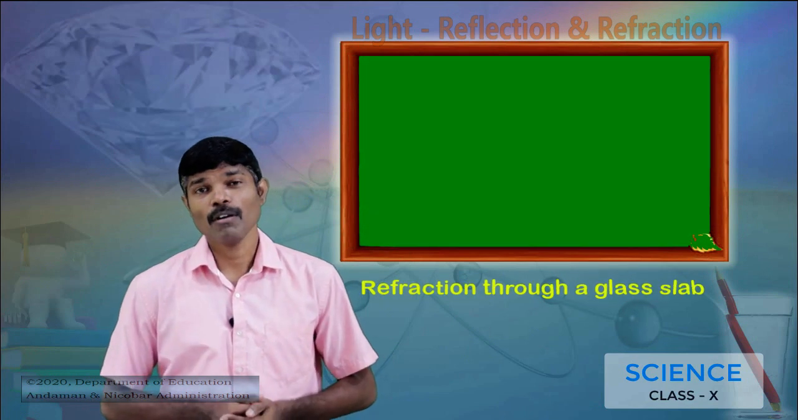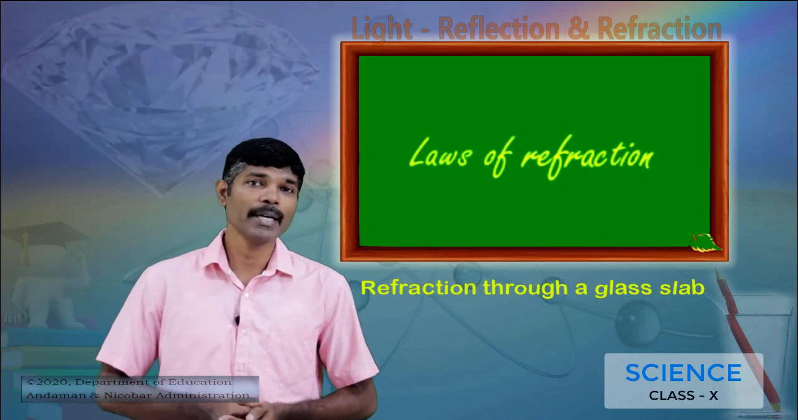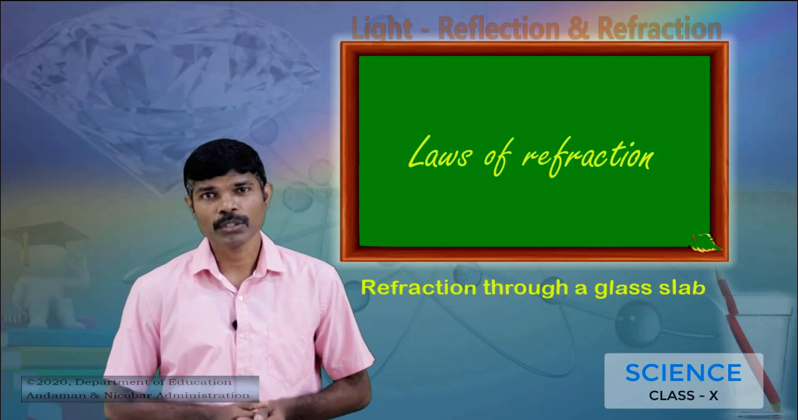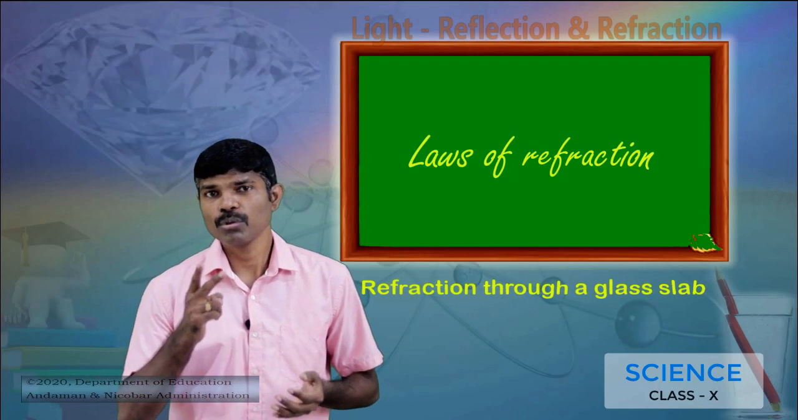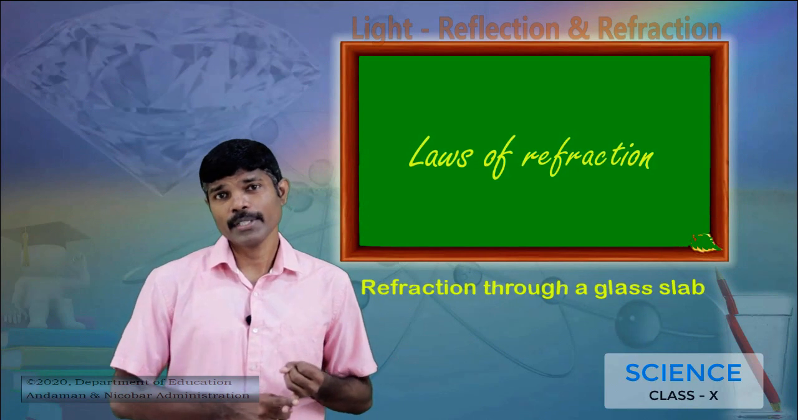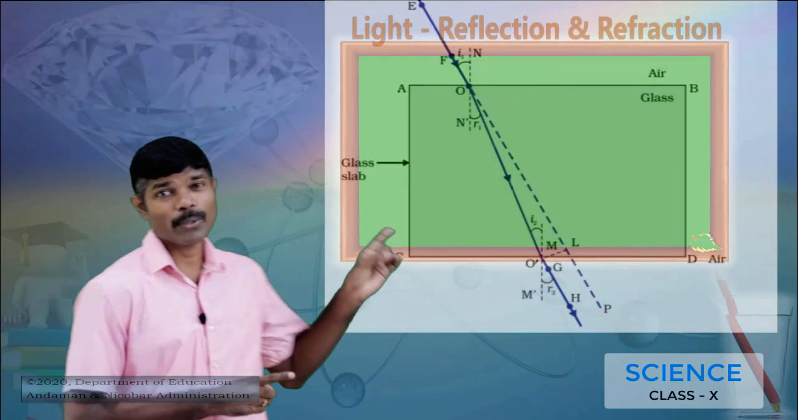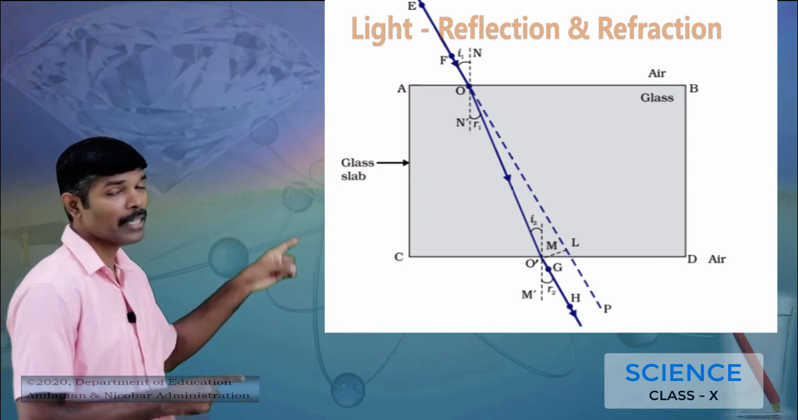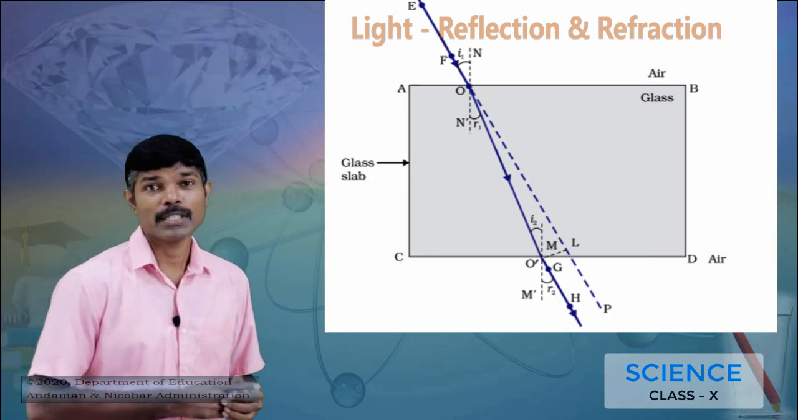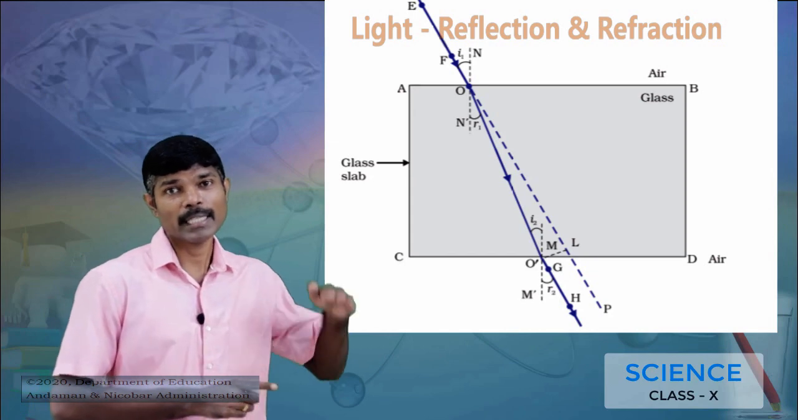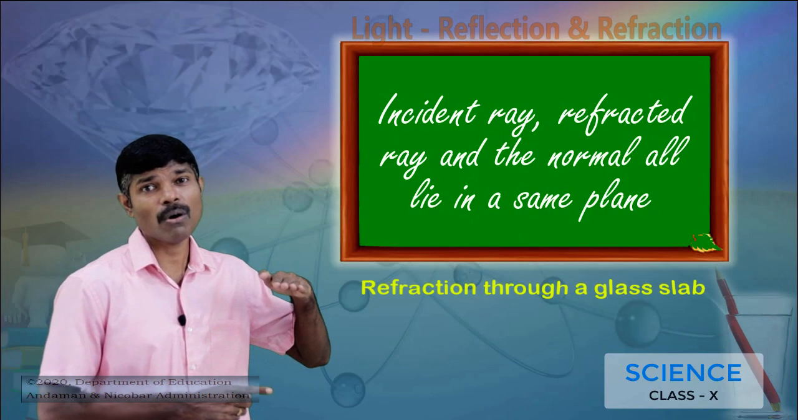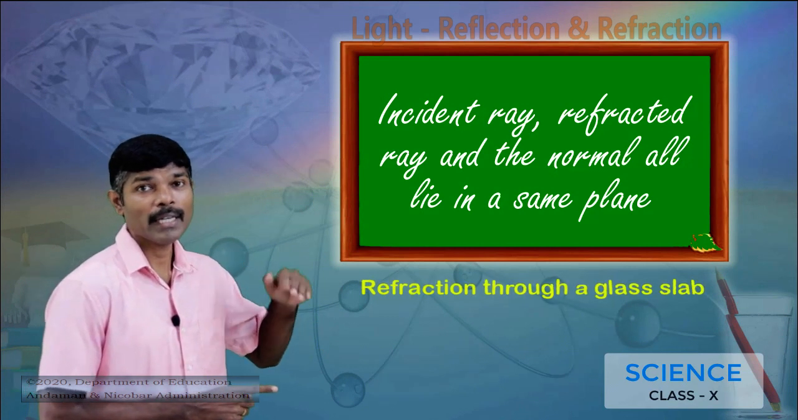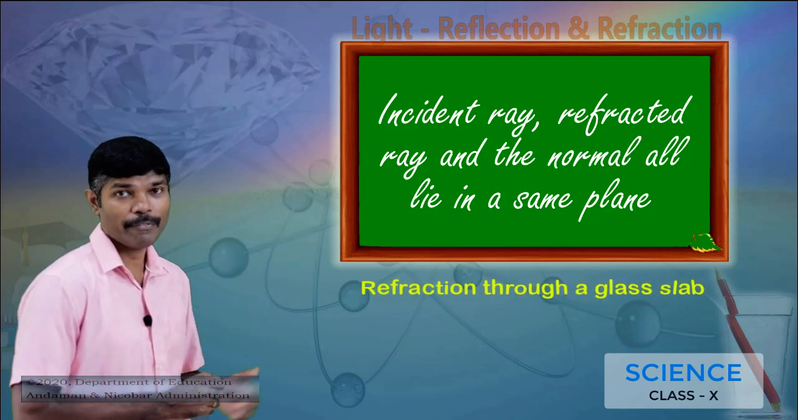The refraction of light in a pair of media takes place by following certain laws. What are those laws? In refraction we have two laws. The first law states that the incident ray, as you can see in the picture, the incident ray, refracted ray and the normal all lie in the same plane. That means all these three lines lie in the same plane.